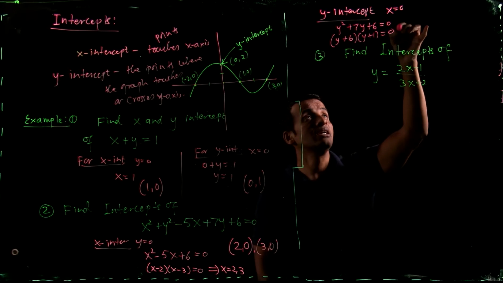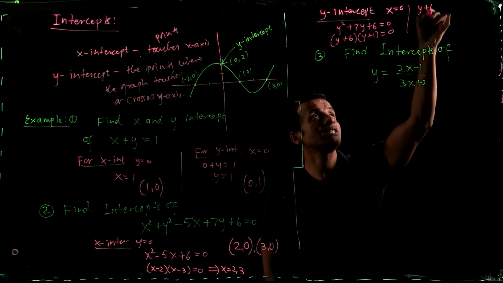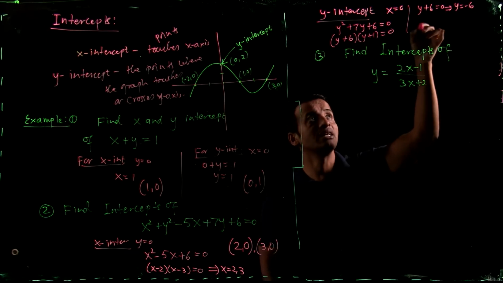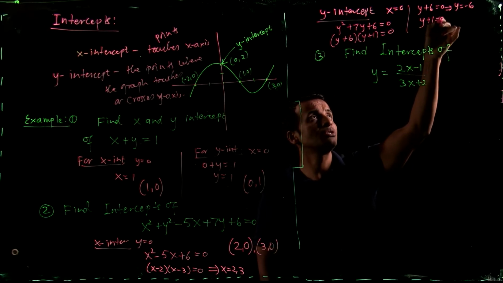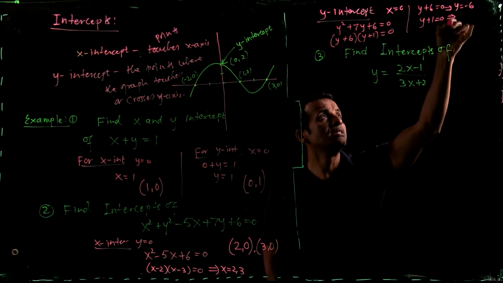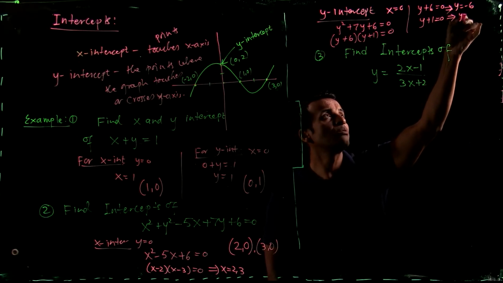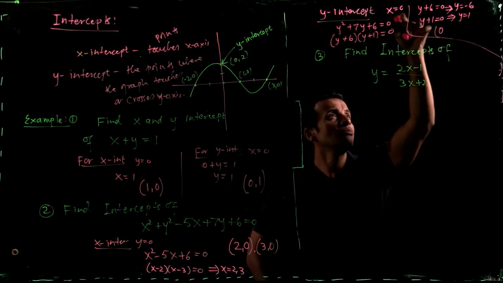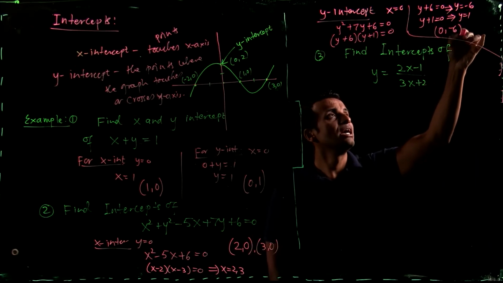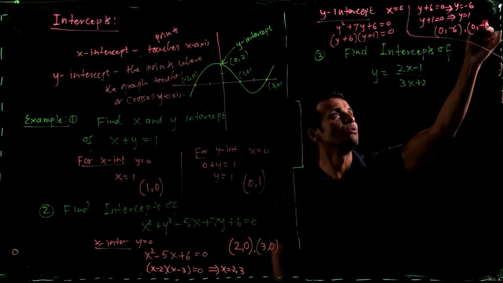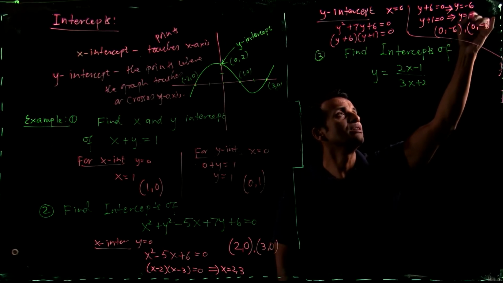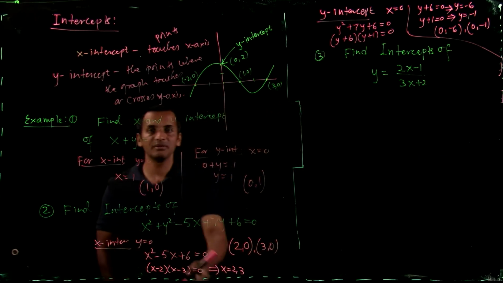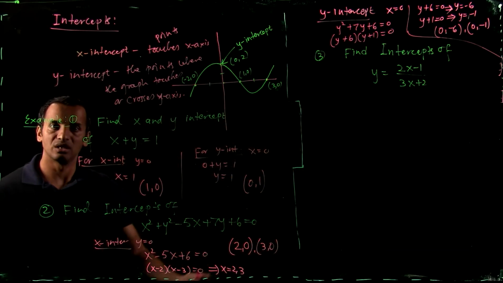Now if you set each of them equal to 0, y plus 6 equals 0 implies y equals negative 6. And y plus 1 equals 0 implies y equals negative 1. So what are the points? The points are x is 0, y is negative 6, and x is 0, y is negative 1. It should be negative 1 there. So these are the y-intercepts. This is how we find x and y-intercepts if the equation is given in quadratic form.